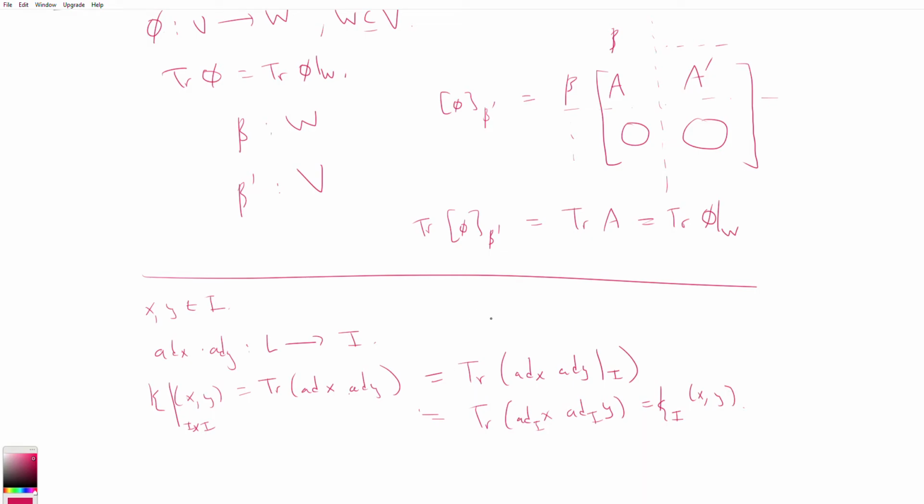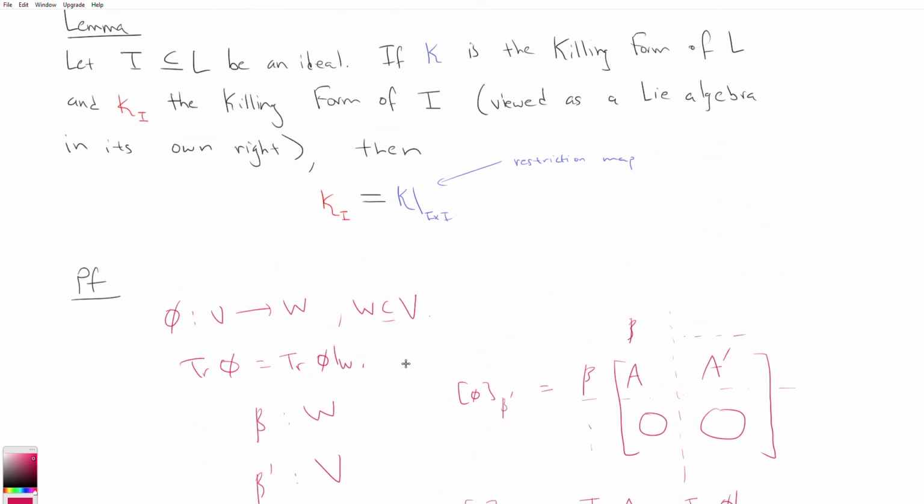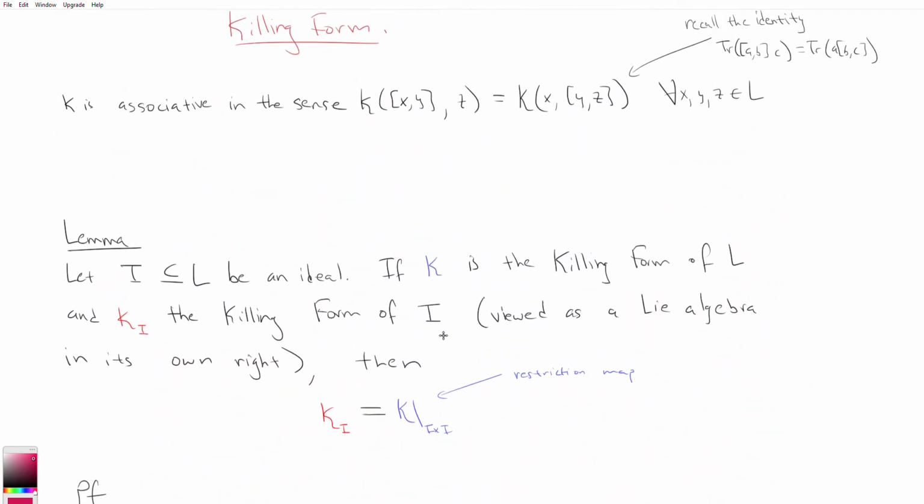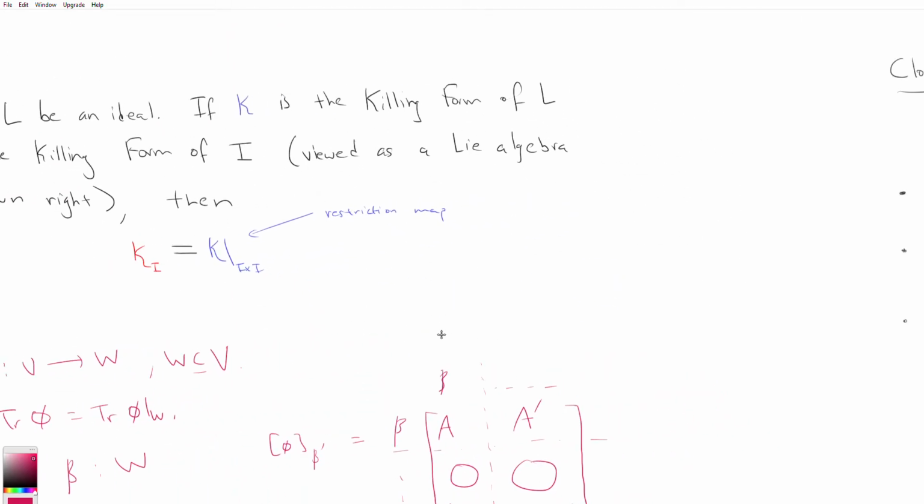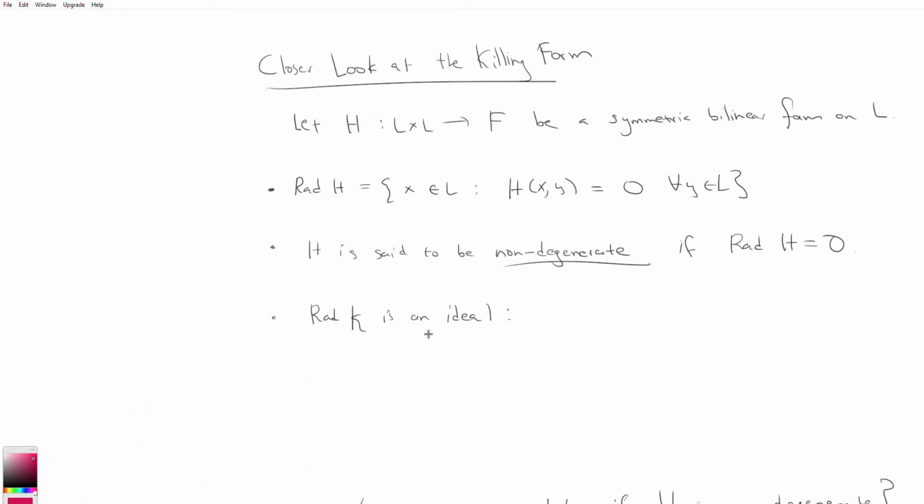So it's nice in the sense that we can just take our kappa for the algebra and send it down to its ideals pretty nicely, which is not always the case for a bilinear form on subspaces. Okay, so now let's move on and take a closer look at the Killing form.